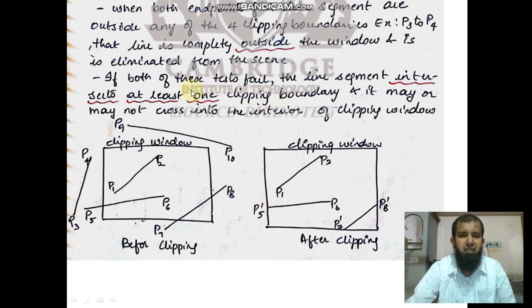If both of these tests fail, the line segment intersects at least one clipping boundary, and it may or may not cross into the interior. Here one point is outside and one point is inside. Here both points are outside, but they pass through the window. So you need to find the intersection points. For this line you have to find the intersection points here.